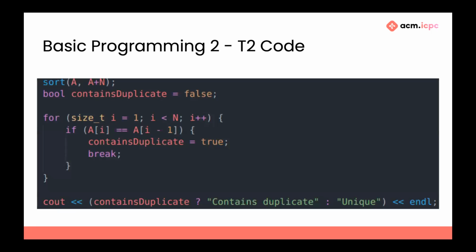And the code is simply checking if the current element is equal to the previous. So in this code, we first sort the array. And we have a flag that basically tells us whether the array contains a duplicate. And iterating from 1 to the size of the array, we check if the current element is equal to the previous. And if this happens at any point, that means we have a duplicate.